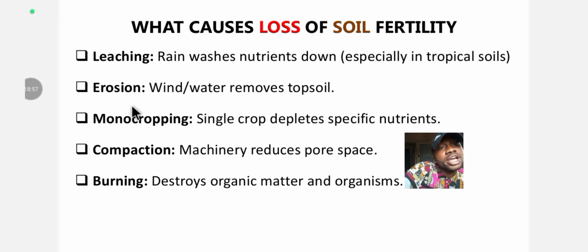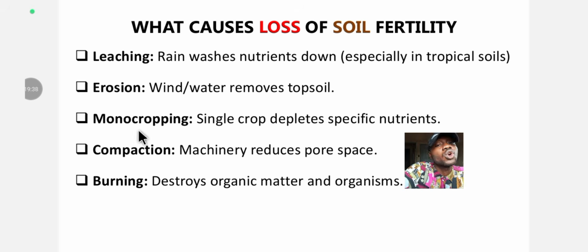Another one is through erosion. Remember, you have different types of erosion. You have wind erosion, you have water erosion, the one they call gully erosion. When wind blows, it blows away all the humus you have on the soil. And water washes the nutrients you have on the soil top too. So those are the types of erosion that affect the nutrients in the soil.